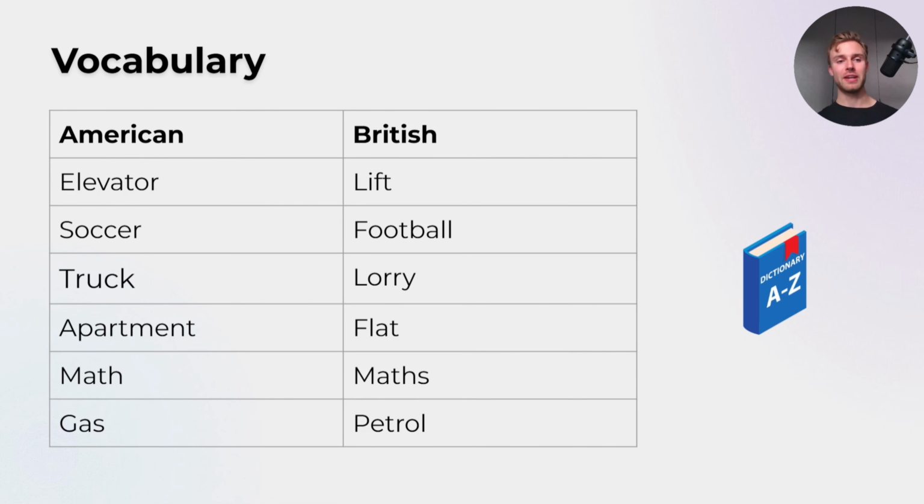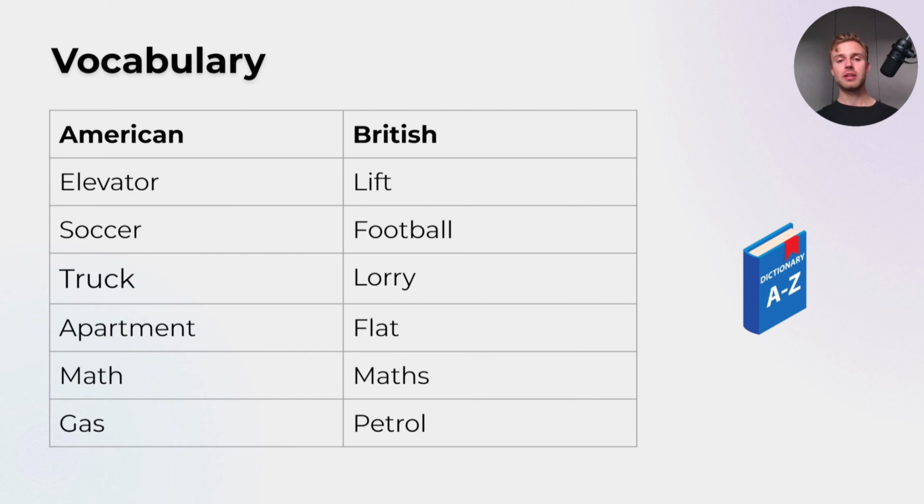When we talk about vocabulary, there are certain words that are completely different in American English and British English. For example, the Americans might call it an elevator, but the British would call it a lift. In American English, we say soccer. That's the sport that we kick a ball with using our feet. In British English, they'd call this football.